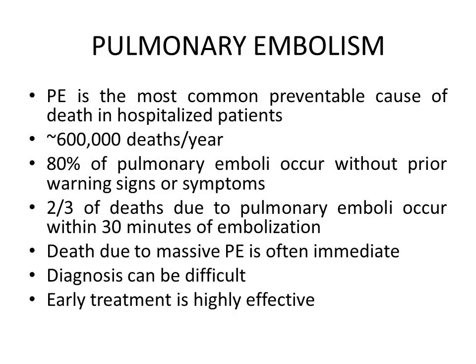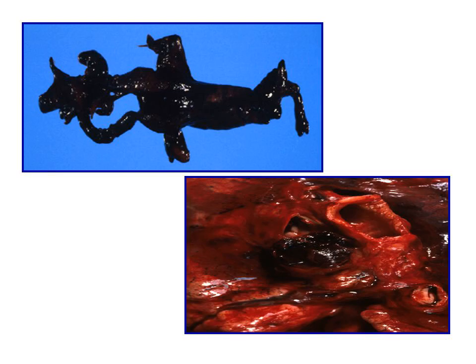Pulmonary embolism is the most common preventable cause of death in hospitalized patients. There are 600,000 deaths per year. 80% of pulmonary emboli occur without prior warning signs or symptoms. 2/3 of deaths due to pulmonary emboli occur within 30 minutes of embolization. Death due to massive PE is often immediate. Diagnosis can be difficult, but early treatment is highly effective.